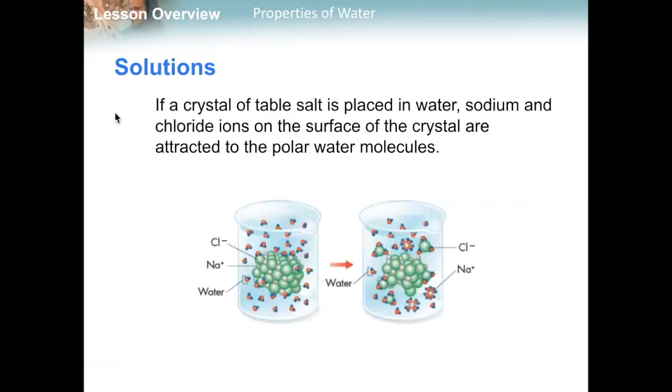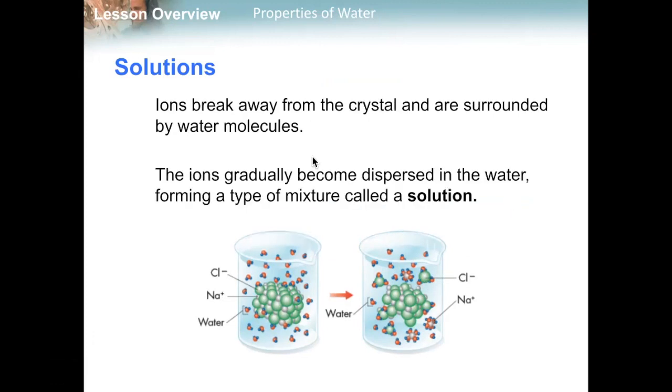If a crystal of table salt is placed in water, sodium and chloride ions on the surface of the crystal are attracted to the polar water molecules and they'll break apart. So the NaCl, each of these ions will then be surrounded by water. A sodium ion and a chloride ion will be separated and surrounded by water. Ions break apart from the crystal and are surrounded by the water molecules.